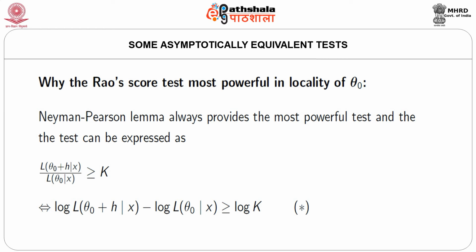Naturally, a frequently asked question is why Rao's score test is the most powerful in the locality of θ0. To answer this question, we know that the Neyman-Pearson lemma always provides the most powerful test, and the test can be expressed as the likelihood function L at θ0 plus h given x divided by the likelihood function L at θ0 given x. This ratio is greater than or equal to k, and this is equivalent to saying log of this ratio is greater than or equal to log of k. Suppose we denote this expression by star.